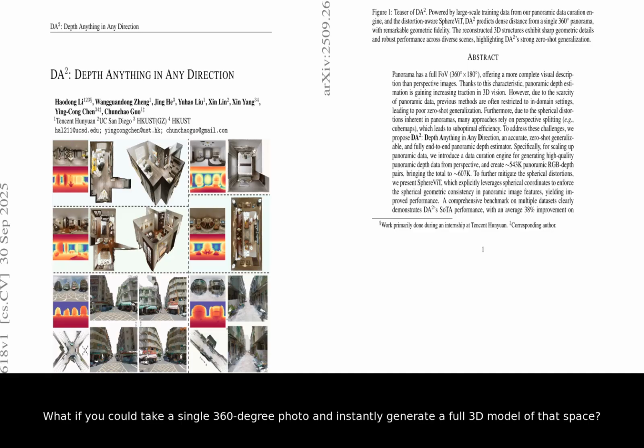What if you could take a single 360-degree photo and instantly generate a full 3D model of that space? That's the incredible promise of a new AI model detailed in the paper, dA squared, Depth Anything in Any Direction. Creating 3D models from 2D images is a huge challenge in AI, especially for panoramas.